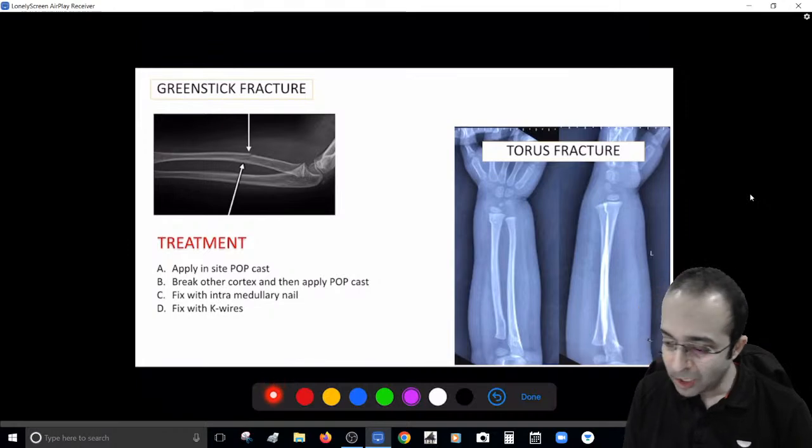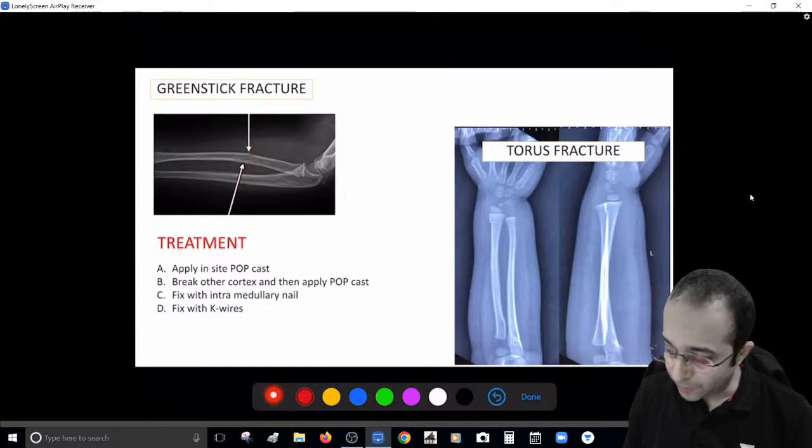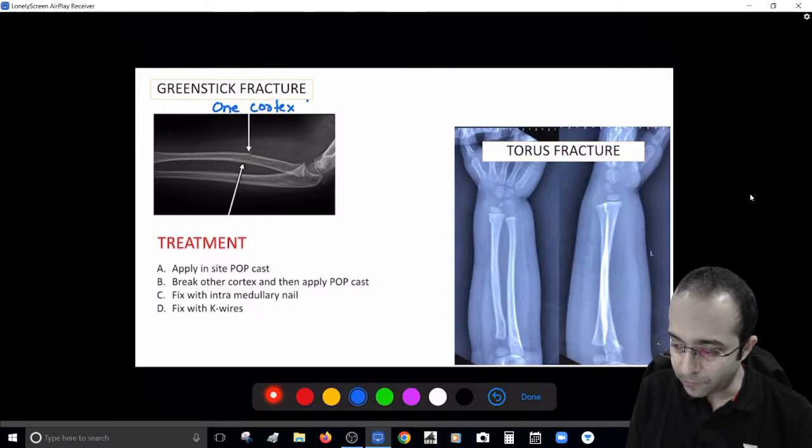See, look at this bone, the radius. This is the ulna, this is the radius. Now what you would find here with this bone is that one cortex of the radius is broken.